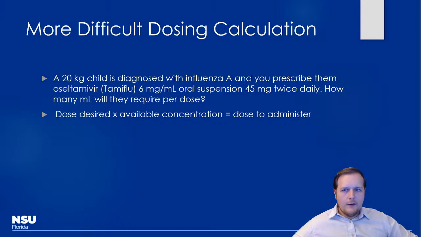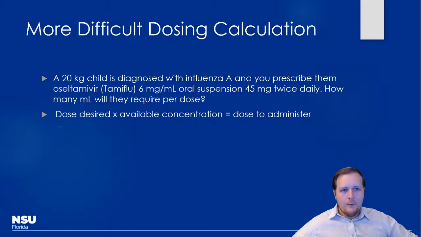So let's say, for instance, we have a 20 kilogram child who's diagnosed with influenza A, and you're going to prescribe them oseltamivir or Tamiflu, 6 milligrams per ml oral suspension, and they're going to get 45 milligrams twice daily. How many mLs will they require per dose? So again, what am I ultimately asking at the very end? You should come up with mLs per dose, right? So how would I go about doing that?